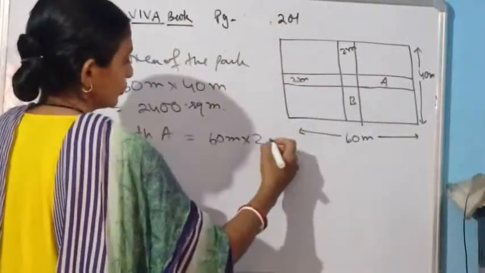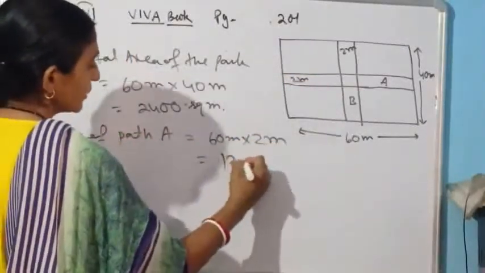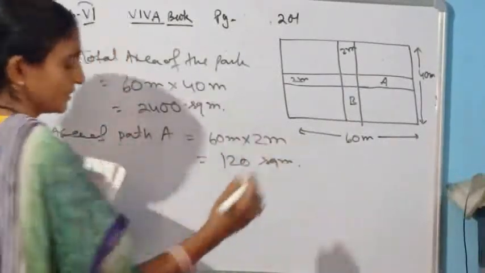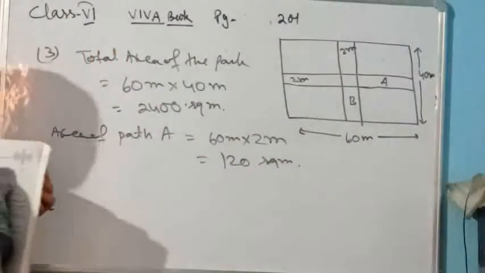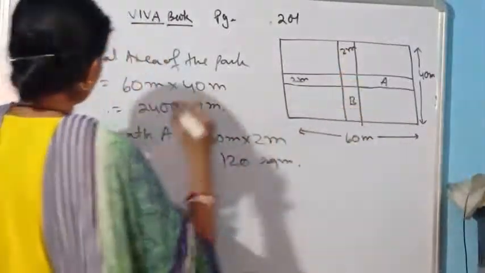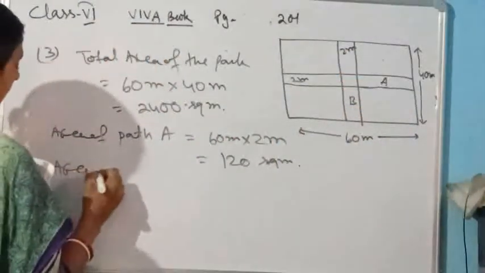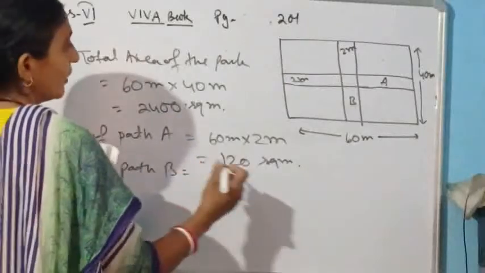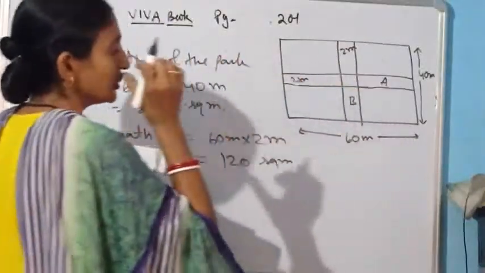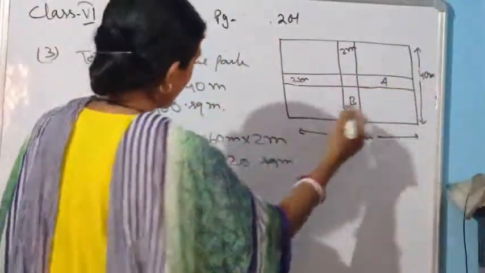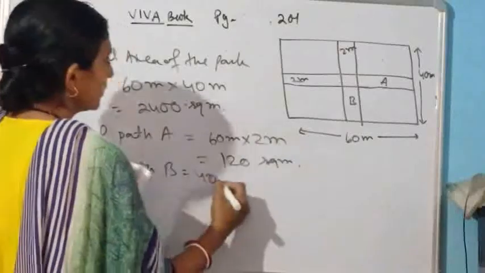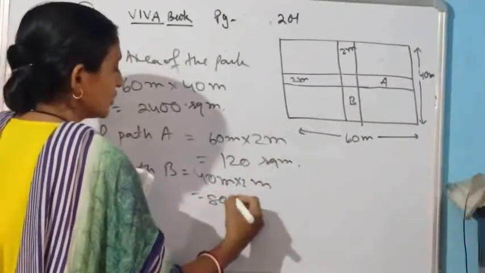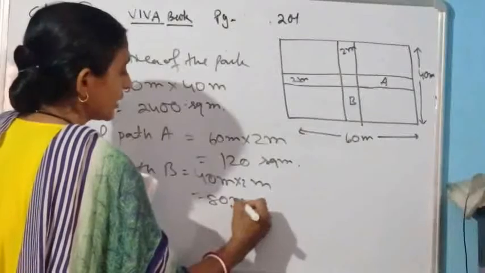You can go for your book. So what are you getting? 120 square meter. Okay, now come to the other path, that is area of path B. What will it be? It is along the width, and the width of this rectangle has been given as 40 meter. So we can write 40 meter into 2 meter. So it will be 80 square meter.